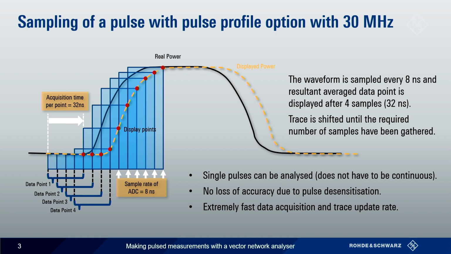So the key thing here is that we can measure any pulses that might be present. So it doesn't have to be a continuous pulse stream. It could be a single shot pulse. We get very fast resolution of 8 nanoseconds to really identify what's going on with that pulse, to see if there's any kind of overshoot, undershoot, see the rise and fall time, and more importantly, see if there's a slope both in the magnitude and the phase. And unlike the average pulse measurement that we looked at, there's no loss of accuracy due to the pulse desensitization, because we're actually making the measurement during that time when the pulse is present.